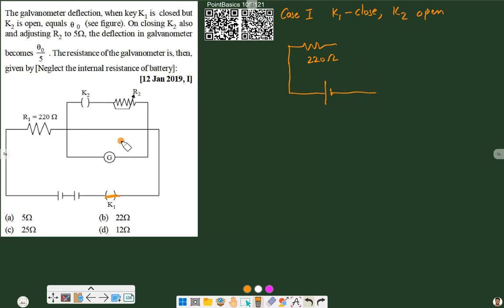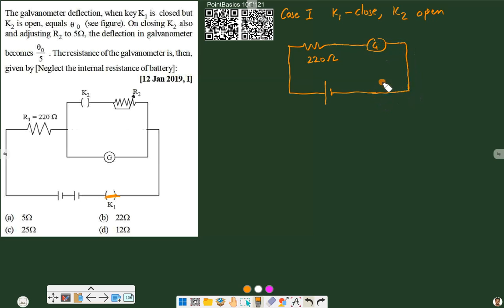This upper part will have no say in the circuit, and it looks like this. There should not be this middle wire. I think this middle wire is wrongly drawn or due to some error. The original circuit should look like this. So now if K2 is open, the upper part will not be in the circuit, and we will have the galvanometer directly here, and this will be our circuit.